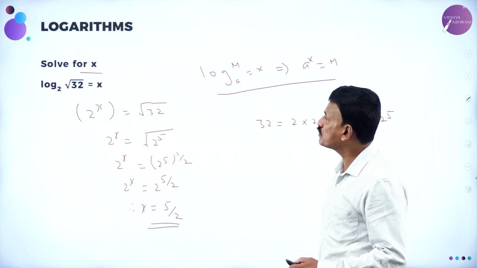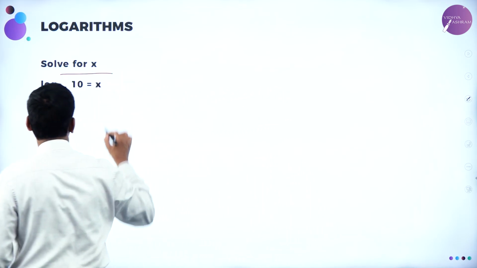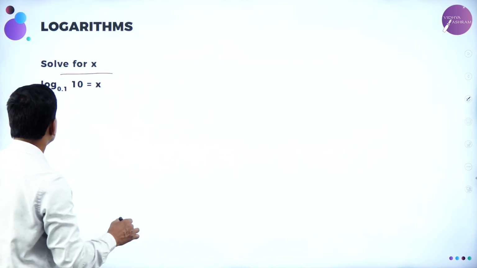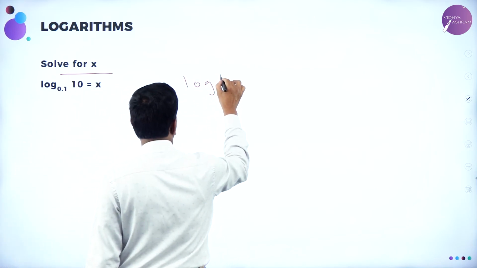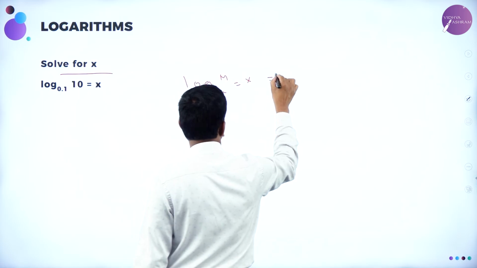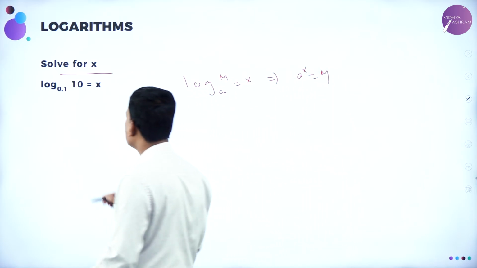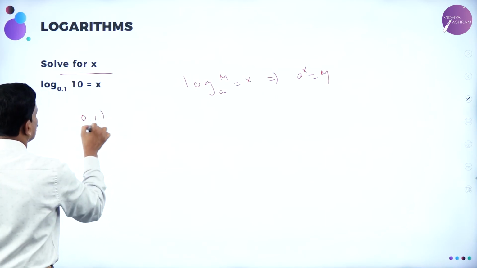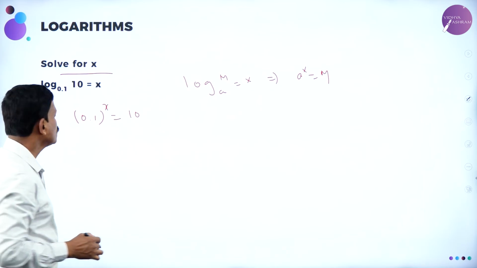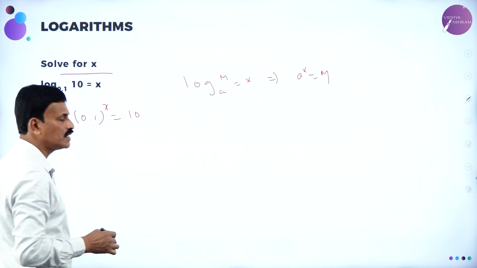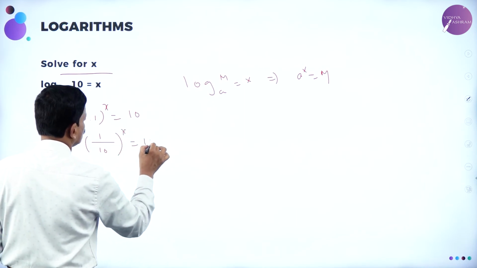Now let us come to the next problem. Same type. Solve for x. Logarithm of 10 to base x is equal to 0.1. So again, according to the definition, logarithm of m to base a is equal to x implies a to the power of x is equal to m. So here 0.1 to the power of x is equal to 10. Okay. So this 0.1 can be written as 1 by 10, to the power of x is equal to 10.